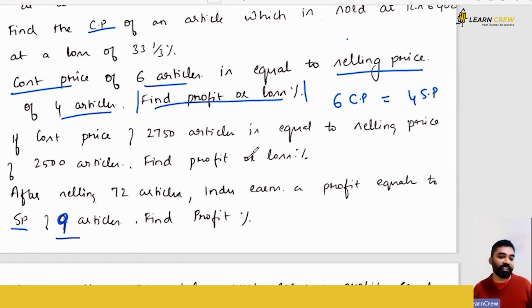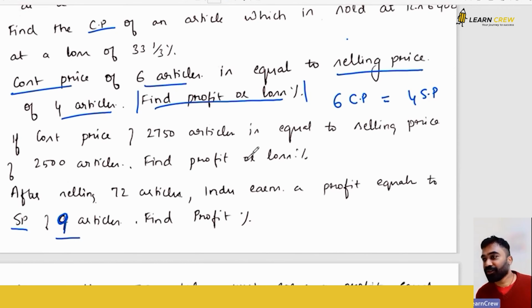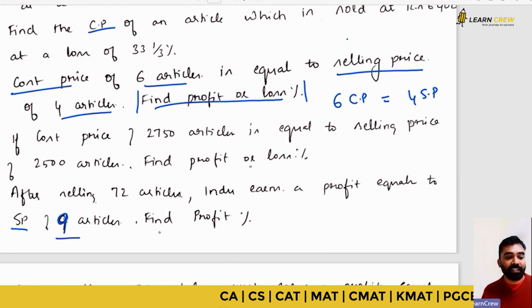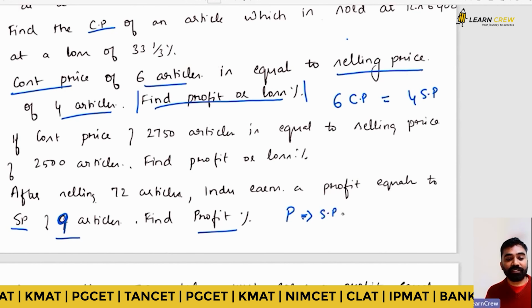After selling 72 articles, it means 100% sold. So how much would I have bought? If you sold 72, you obviously also bought 72 only. So 72 selling, 72 cost. Then you need to start calculating from there. Here they are telling that it's a profit. So what is profit? Selling price minus cost price.